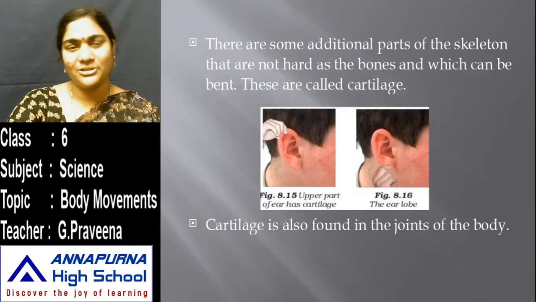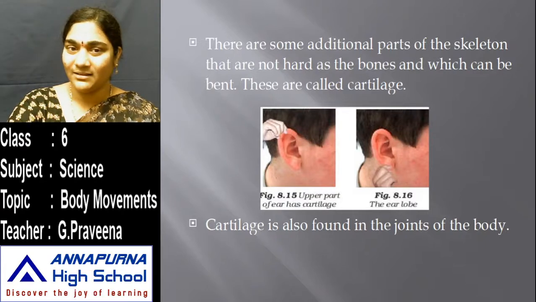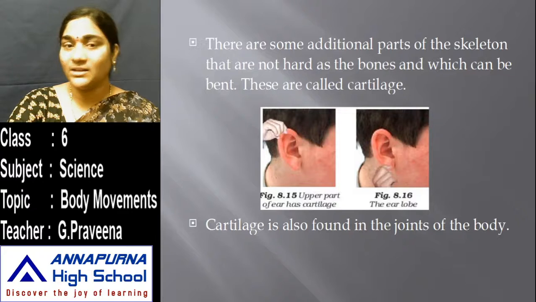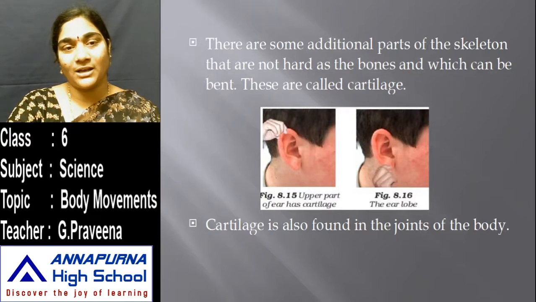For this, just try to touch the upper part of your ear. Is there any bone? Is it somewhat hard? And also touch the earlobe, which is completely a muscular part. Did you find any difference between these two, the earlobe and the upper part of the ear? Yes. The upper part of the ear consists of a bone, but it is not as hard as a bone. So we call that cartilage.